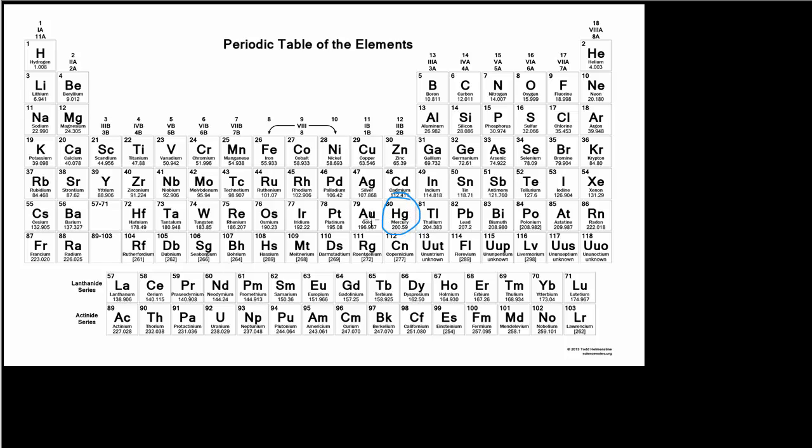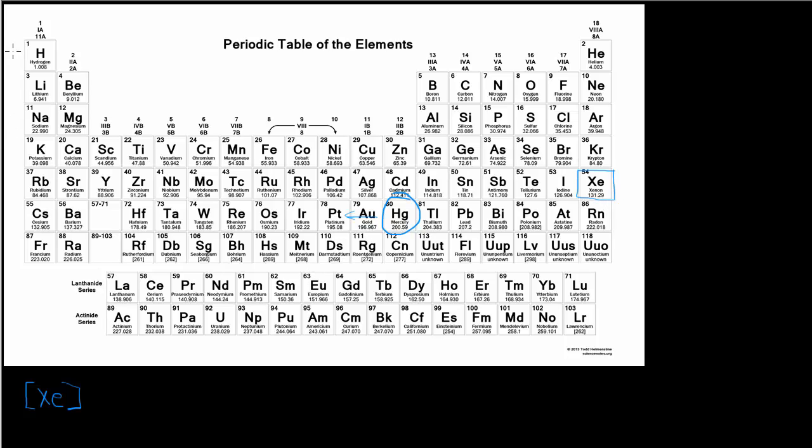So we're going to work our way back down the periodic table. So we're going to go this way until we find the previous noble gas. So here's the previous noble gas. The noble gas before mercury is xenon. So we're going to start off the electron configuration and say, hey, it has the same electron configuration as xenon. So I put that in brackets. And then we need to figure out what comes next.